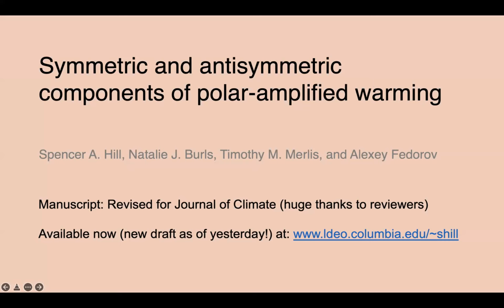Okay, while people think of questions, I'll ask, have you looked at this at all in observations? Like if you took observed warming from reanalysis data and you split it into a symmetric and antisymmetric component, do you see anything similar?